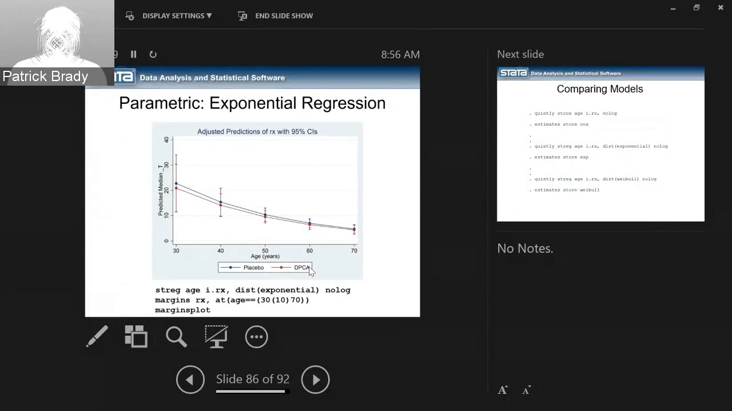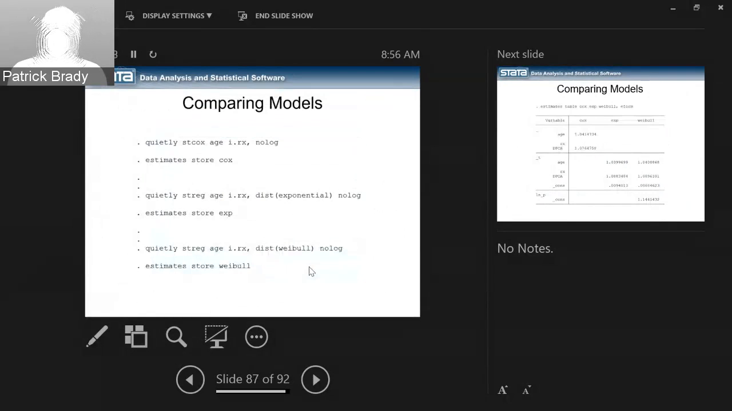But the cool thing is with the margins command, you can look at these sorts of things. You can make predictions from your models. And you can do this after almost any command in Stata: regress, logit, Poisson, negative binomial, whatever. Okay, I'm glad I put that in there because it was a cool slide. So, and comparing models. Yes, that answers the earlier question.